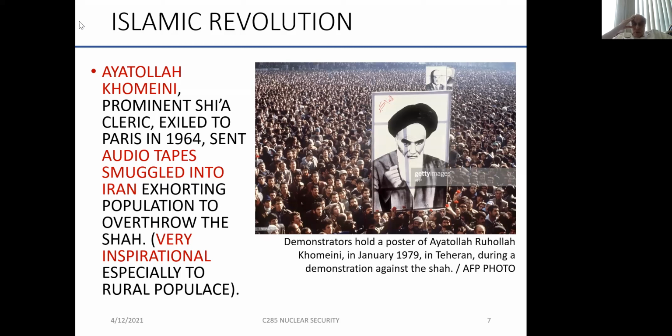That's a photograph when the Ayatollah returned to Tehran from Paris, with all his supporters cheering him on.